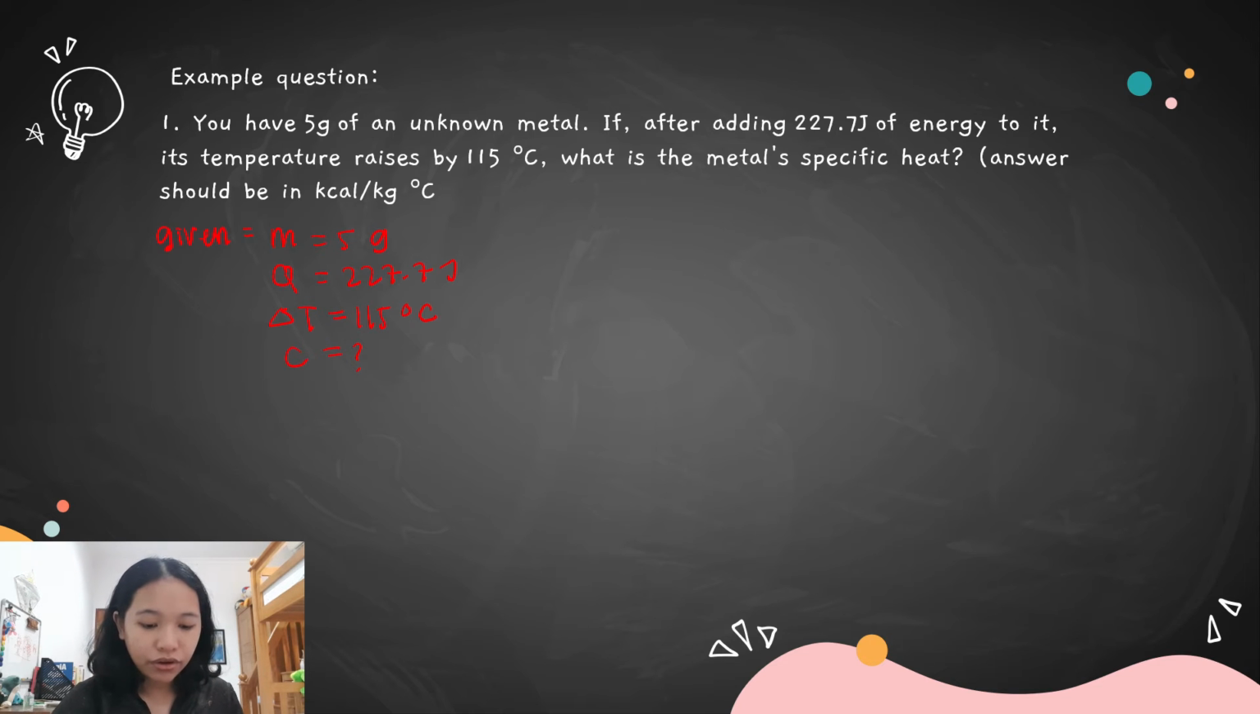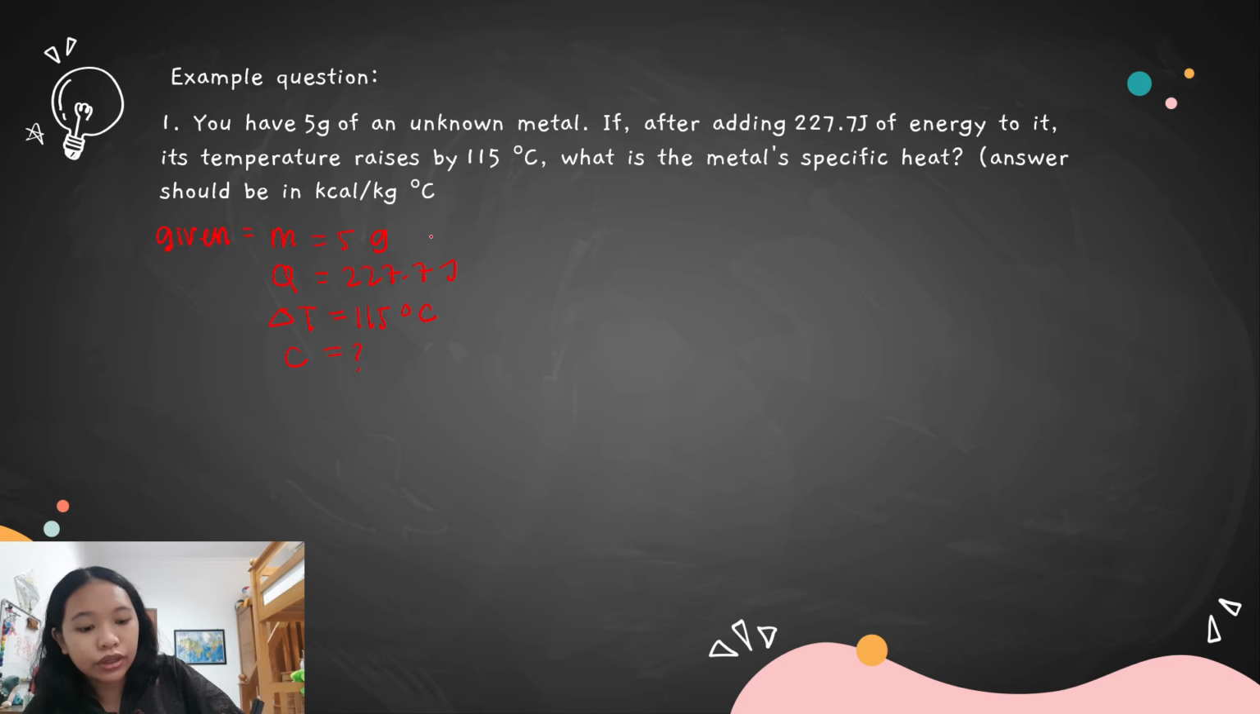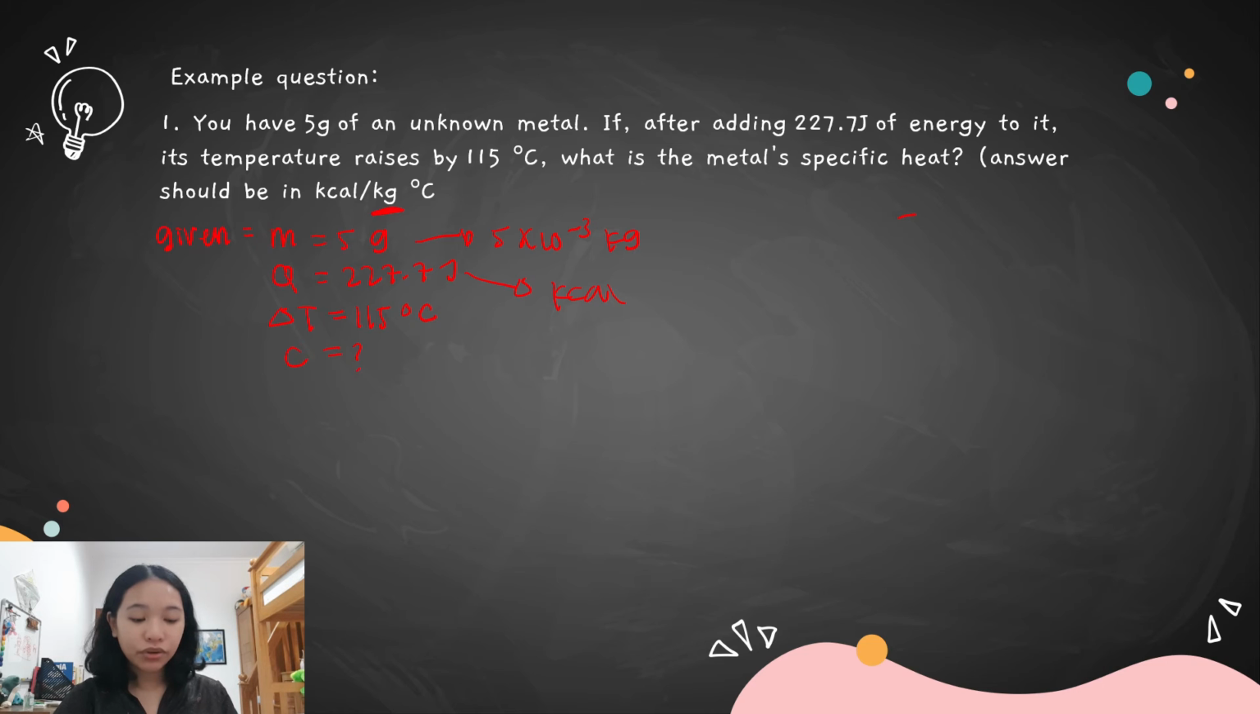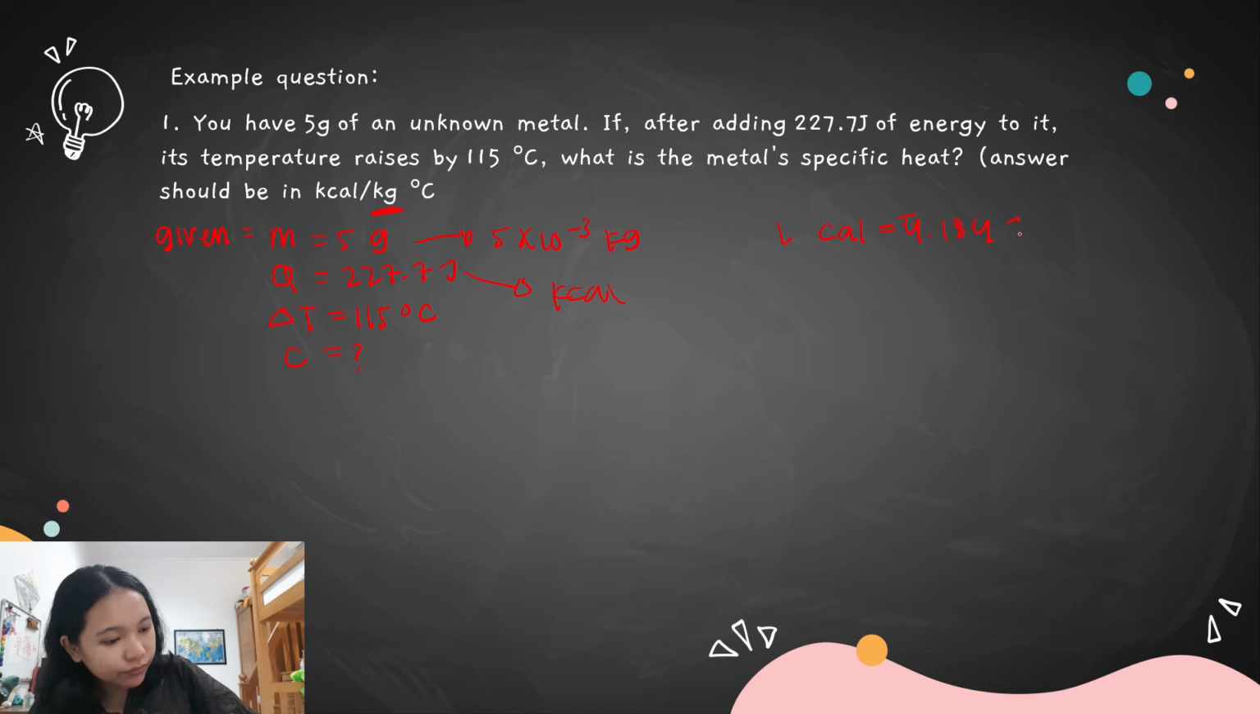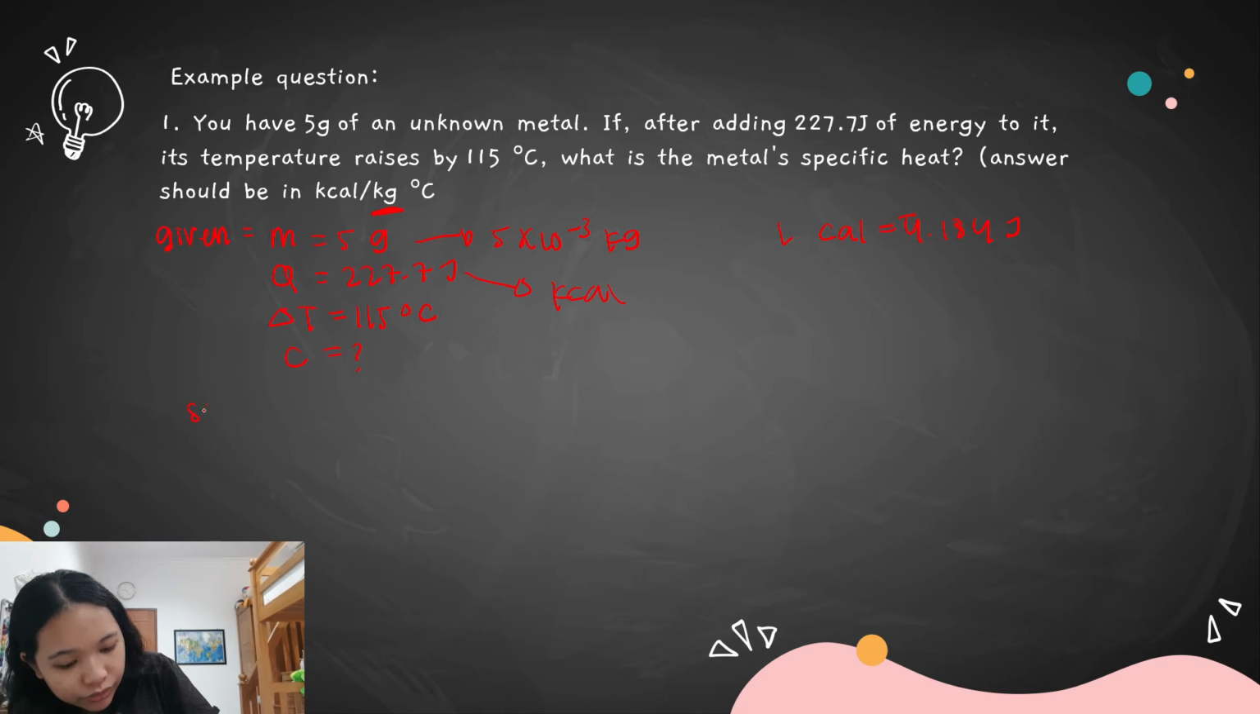Okay, I see. So first, let us change our units into the target unit. So 5 grams, we need to change into kilogram. So it's 5 times 10 raised to negative 3 kilogram. And then Q, we need to change into kilocalorie. So we have previously learned that 1 calorie equals 4.184 joules. So first, let's change joule into calorie. This is the solution.